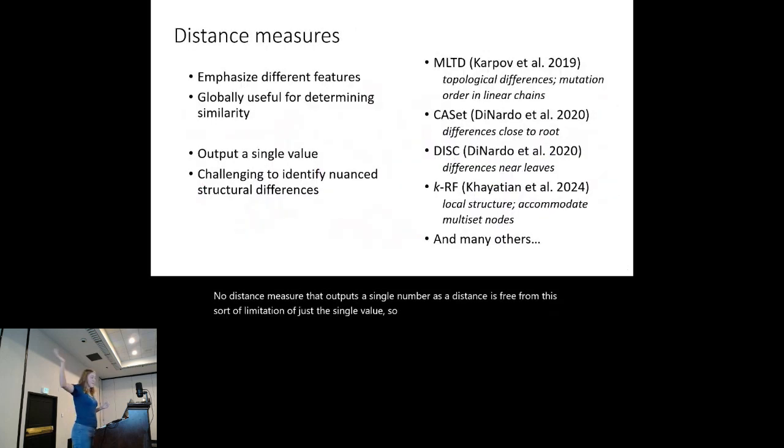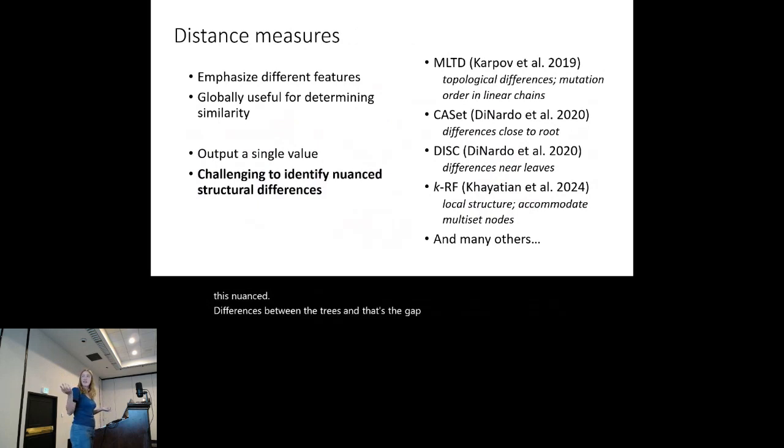So overall, there's a lot of distance measures that have been recently developed, and they emphasize different features, which then can be used better in different situations depending on the context. And they are very globally useful for determining similarity and difference. However, they do all output a single value, which makes it challenging to identify the nuanced structural differences between the trees. And that's the gap that we are seeking to address with the development of our tool.